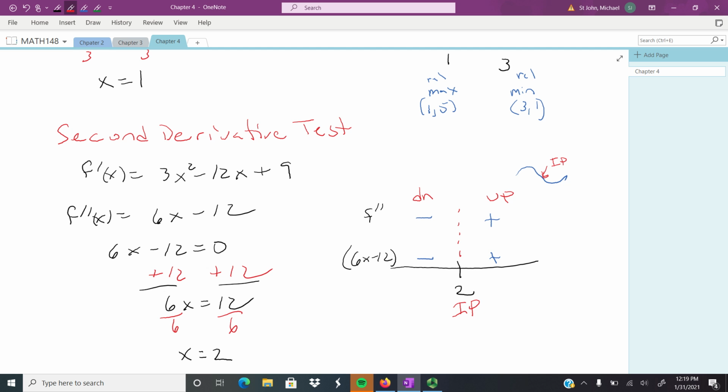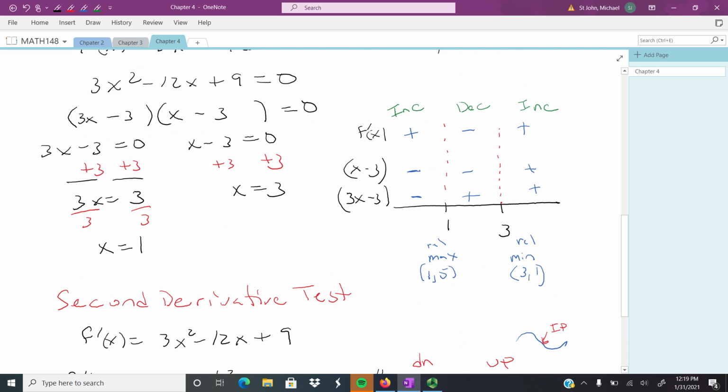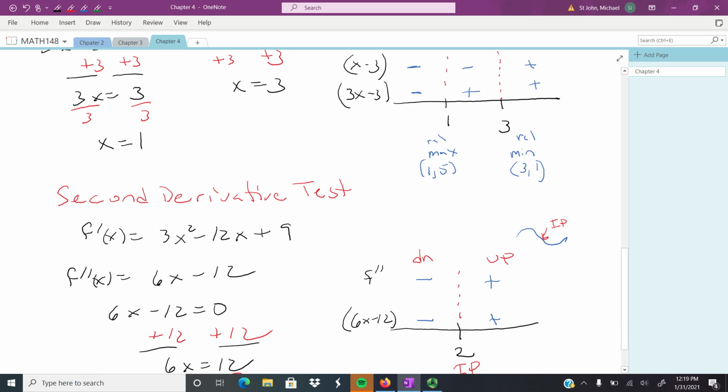So that's what we can get from our first and second derivative test. We can tell where it is increasing, decreasing. We can get relative maxes and mins for that. And then the second derivative test tells us something about the shape of the curve, whether it's concave up or concave down, and then where that inflection point would be.